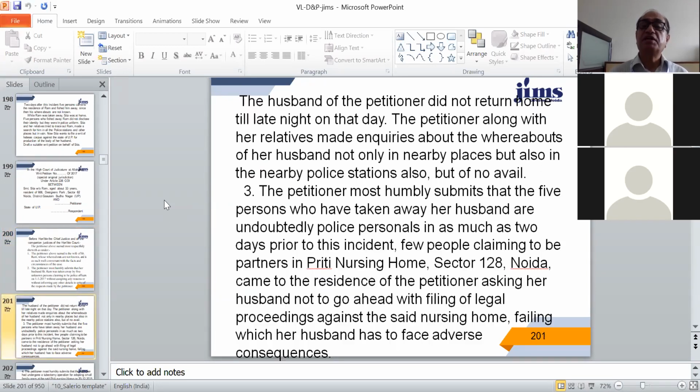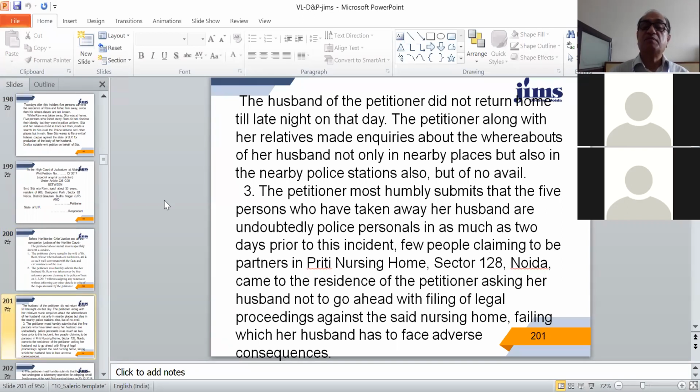The husband of the petitioner did not return home till late night on that day, and the petitioner, along with her relatives, made inquiries about the whereabouts of her husband, not only in nearby places but also in the nearby police stations, but of no avail. Para 3.